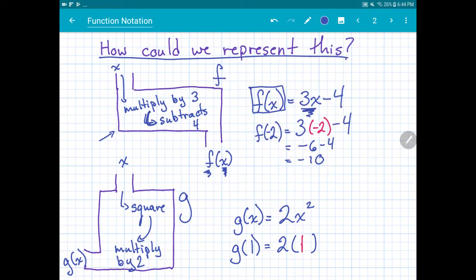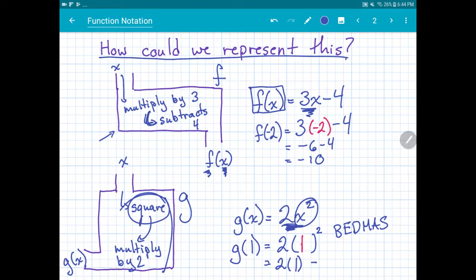1 gets squared. Now notice that I have to follow BEDMAS. Don't forget BEDMAS. So the algebra I have here is the same as this because BEDMAS demands that we do the squared first, just like we did squared first in the machine. Okay? So we've got 2. When you square 1, you get 1, and 2 times 1 is 2. So we know that g of 1 is 2.